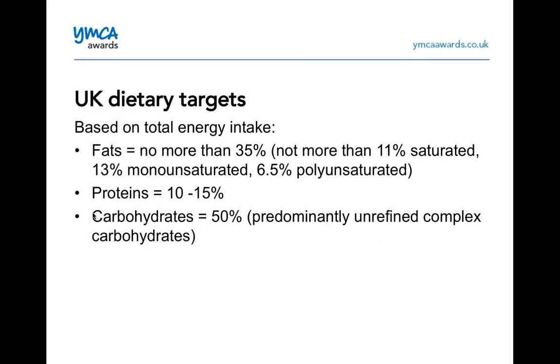So in the UK, what are we looking at? Based on energy intake, fats should equal no more than 35%. So not more than 11% saturated, 13% monounsaturated, and 6.5% polyunsaturated in terms of fats. Protein should equal 10 to 15% of our diet. And then carbohydrates should be 50%, which would come from predominantly unrefined complex carbohydrates.